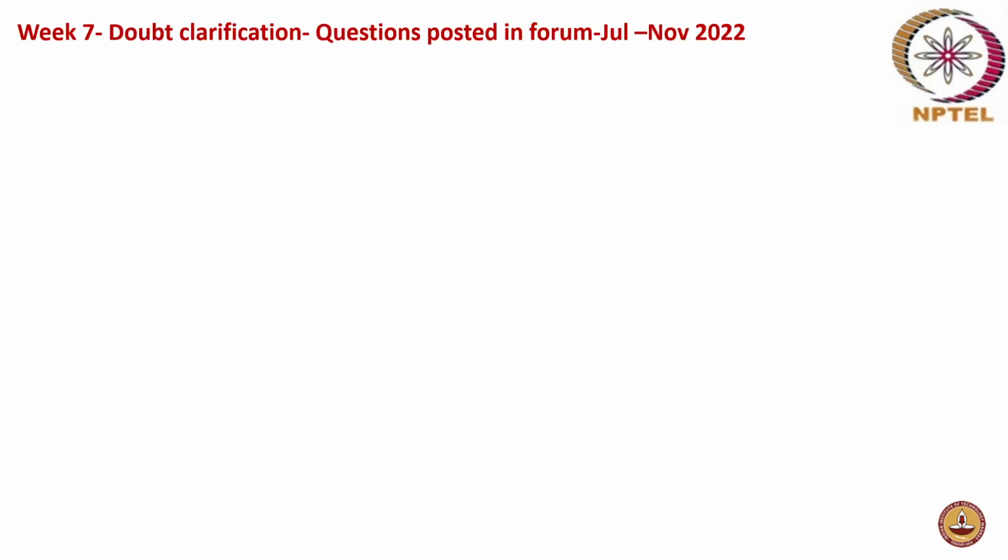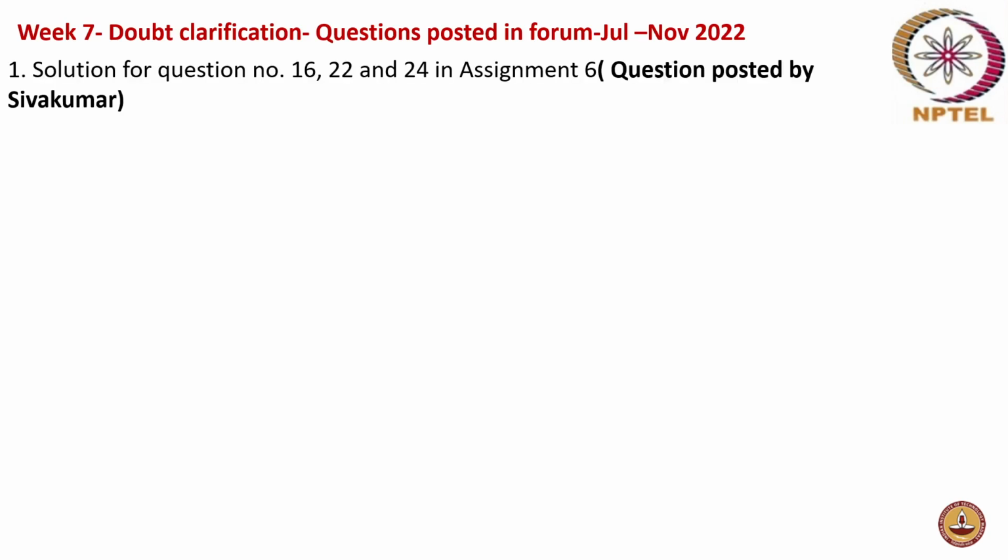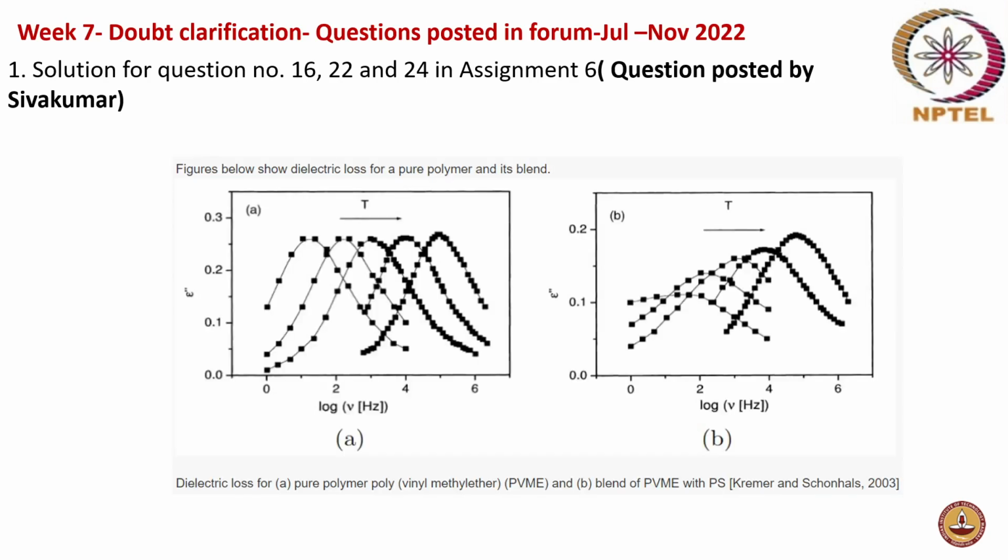Next, there were certain questions posted in one of the earlier sessions on the forum. These were all questions on how to solve questions 16, 22 and 24 in assignment 6. So this was the question. They have given figures showing dielectric loss for a pure polymer, polyvinyl methyl ether (PVMe), in figure A, and in figure B for a blend of PVMe with polystyrene.